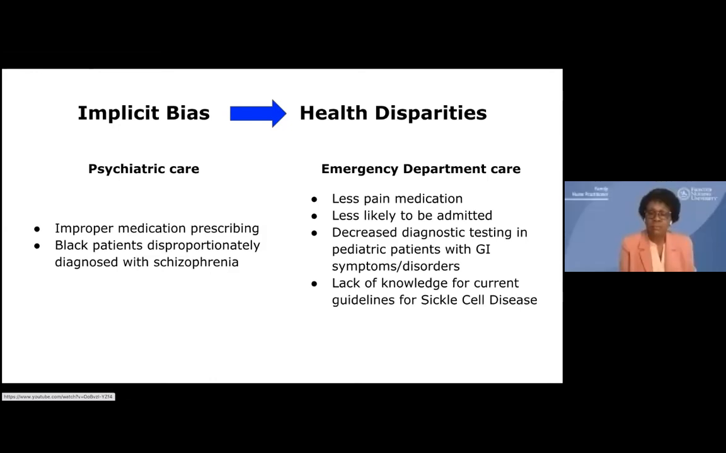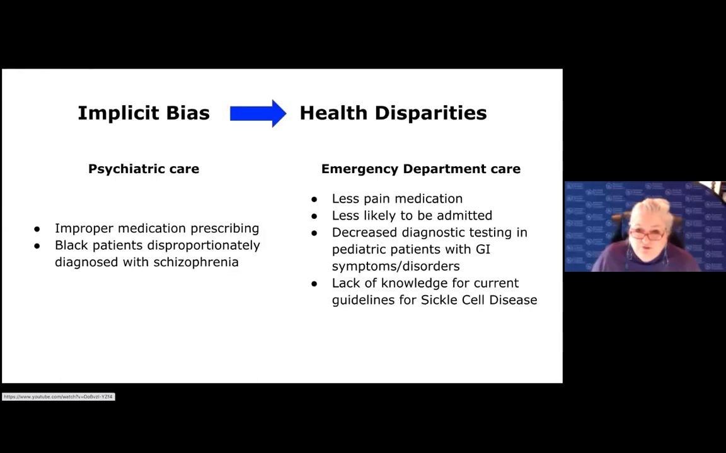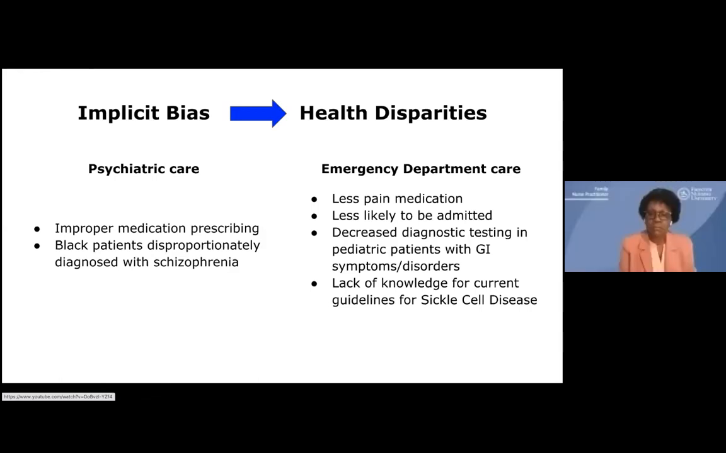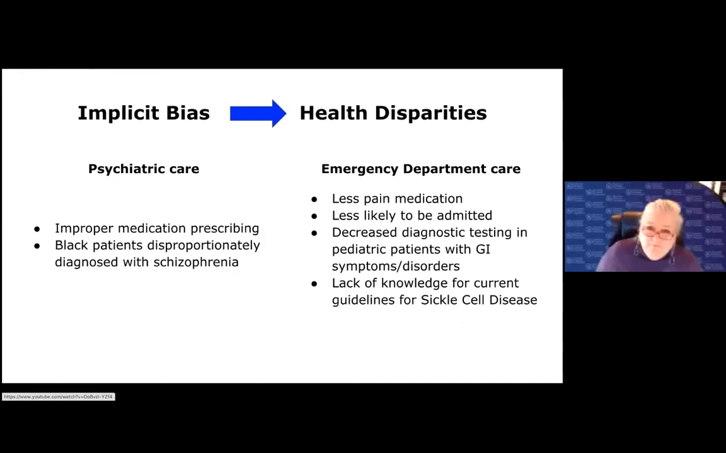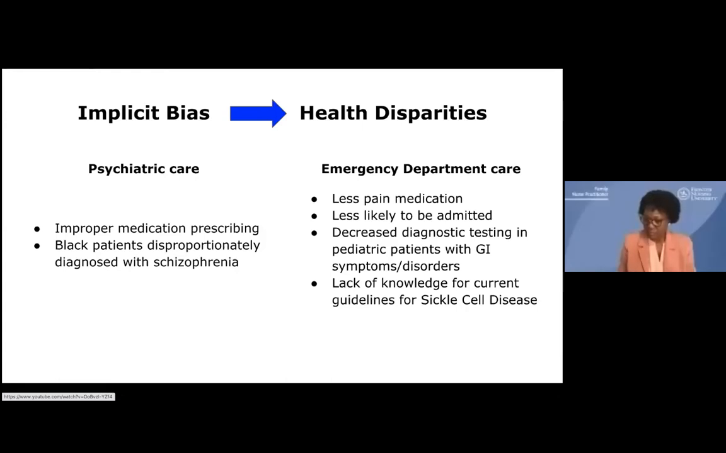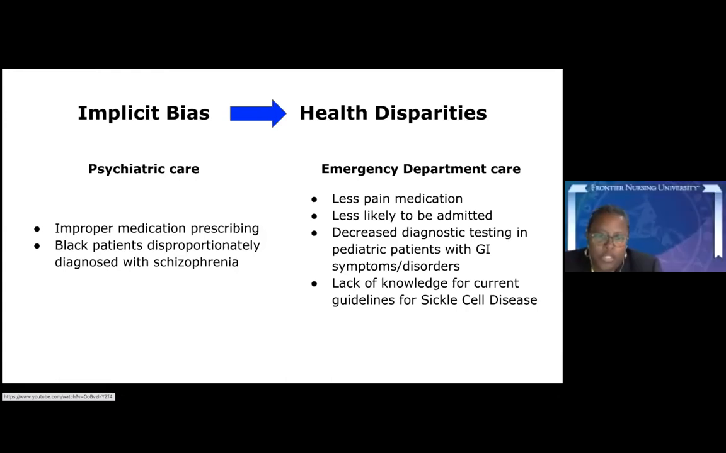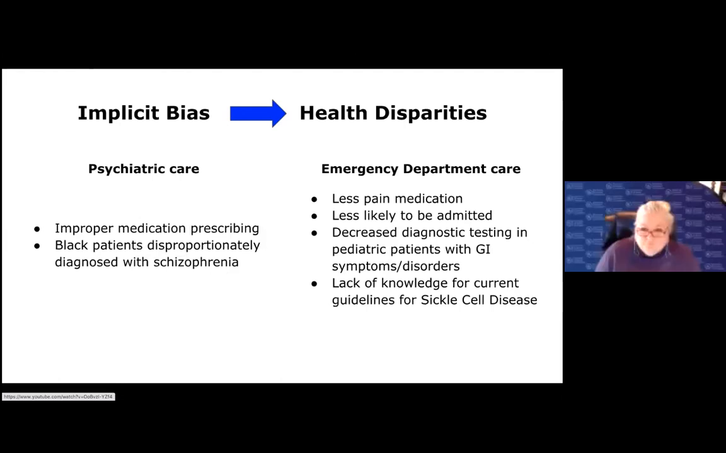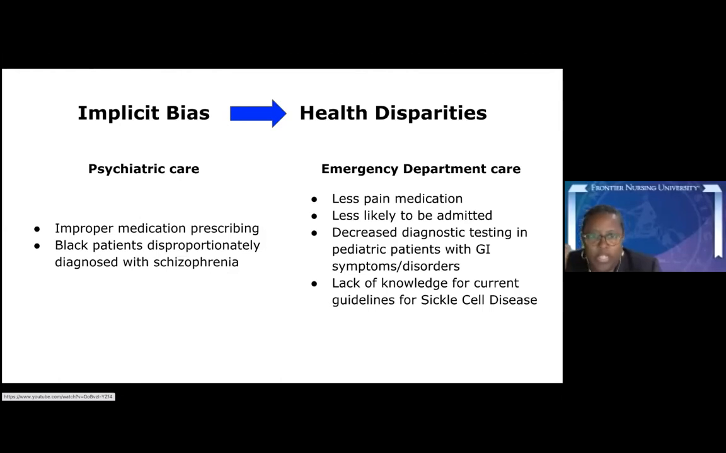Another group that is concerning is patients with sickle cell disease. There's a lack of knowledge of current management guidelines, particularly management of pain in the care of patients in sickle cell crisis. Dr. Arterberry, would you add anything to that? I really would like to, Dr. Chappell, because as we got into the literature and started looking at implicit bias and how it relates to health disparities, I was reminded that each of these instances that we read about are real live people.